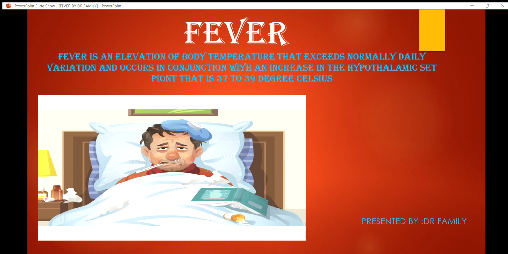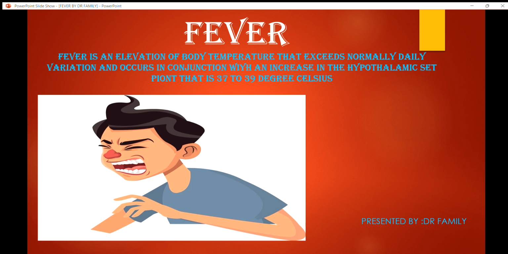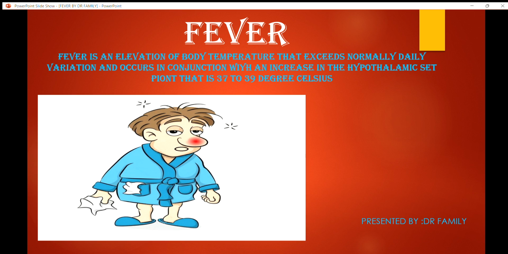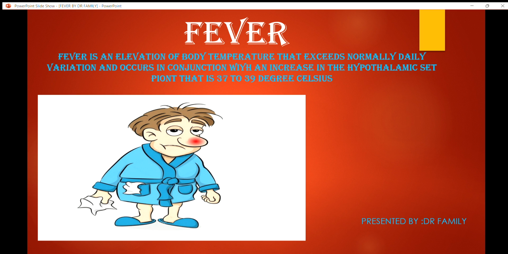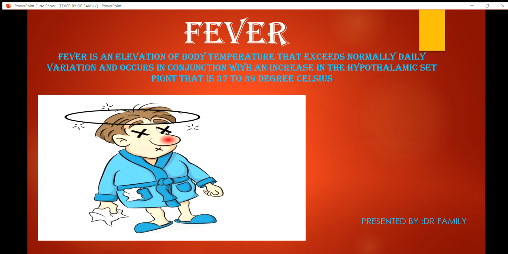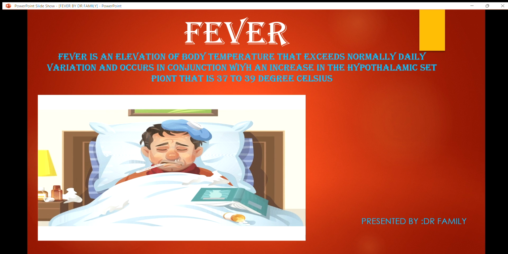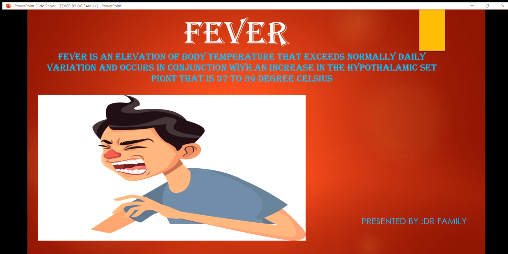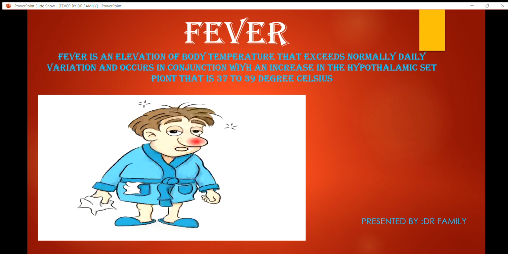So that pyrogen protein interferes with our thermostatic mechanism that is controlled by the hypothalamus. So if your body temperature exceeds the body set temperature, that is 37 to 39 degrees Celsius, and goes more than that, at that time we should consider it a fever. Fever means elevation of body temperature because of pyrogen.